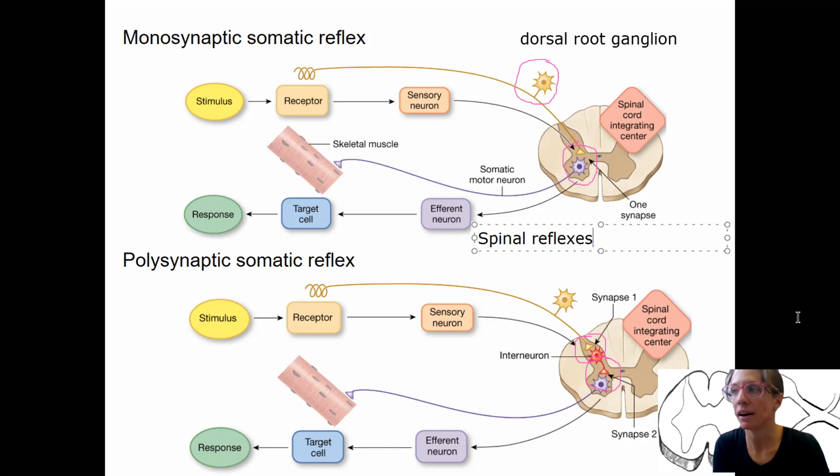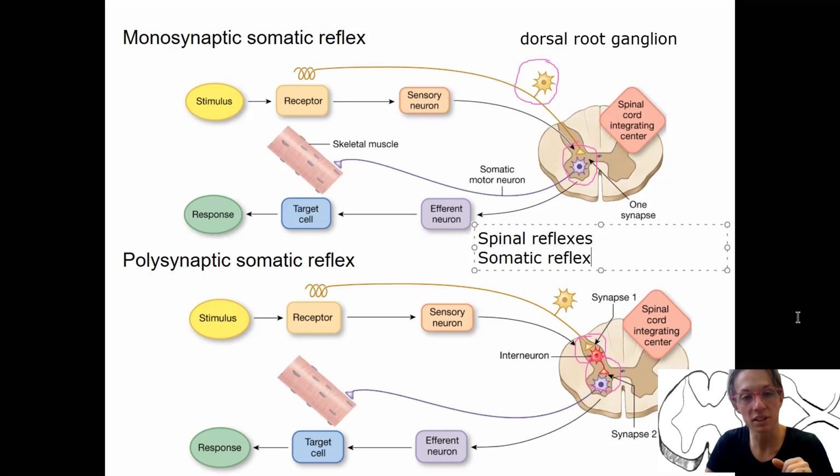You also can have, this is a somatic reflex. What does that mean? That means it's controlling skeletal muscle and the information is received from skeletal muscle. We'll talk about what's the other category here. Autonomic. Those are going to control like the viscera. So the pupillary reflex, pupil dilation, is an example of that. Heart rate reflexes. We'll talk about some of those later. Let's do autonomic here versus somatic.